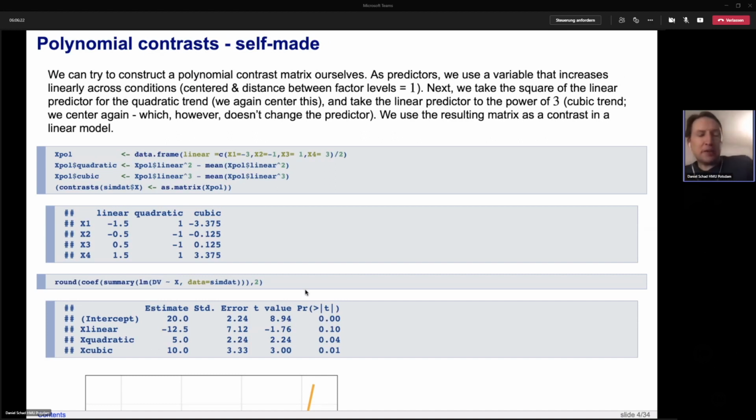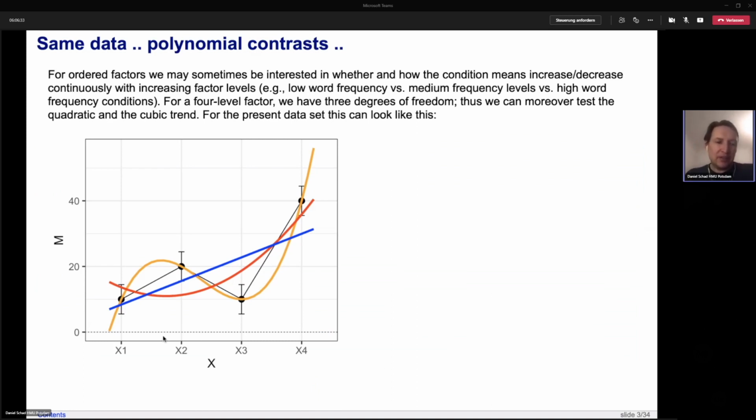So we can try to code contrasts for such polynomials ourselves. But wait a second, let me say: if you have 4 factor levels, the most you can get is the cubic effect. So it's always one less than the number of factor levels. You can get a linear effect with 2 conditions, a quadratic with 3 factor levels, and a cubic with 4 factor levels.